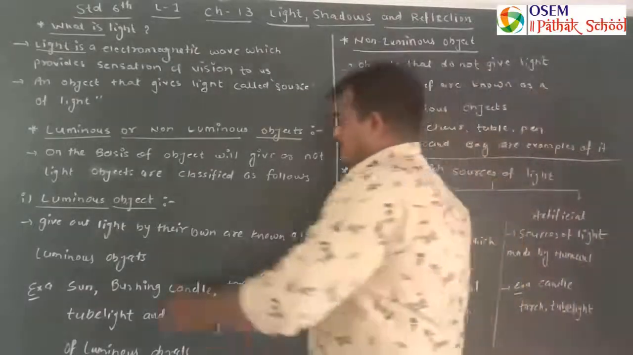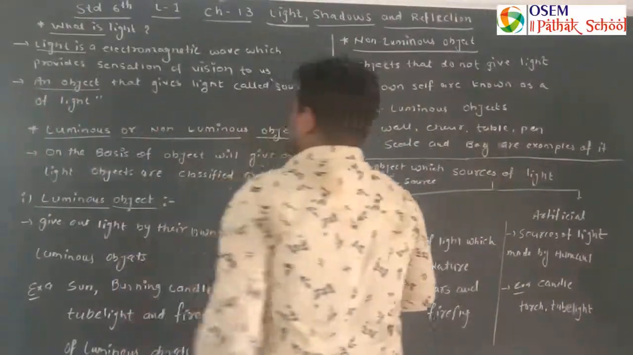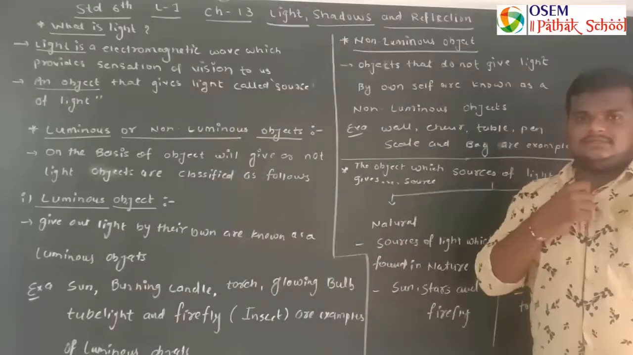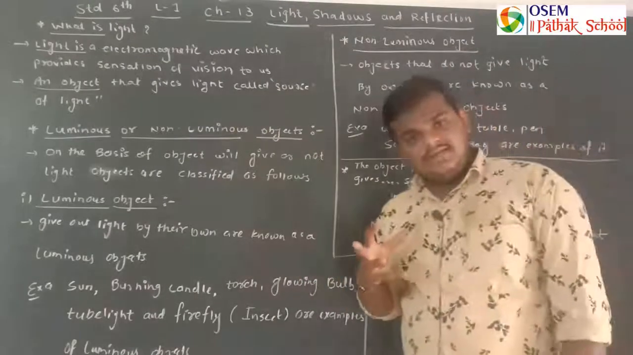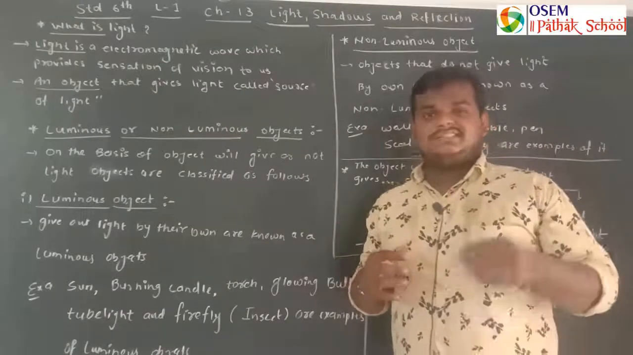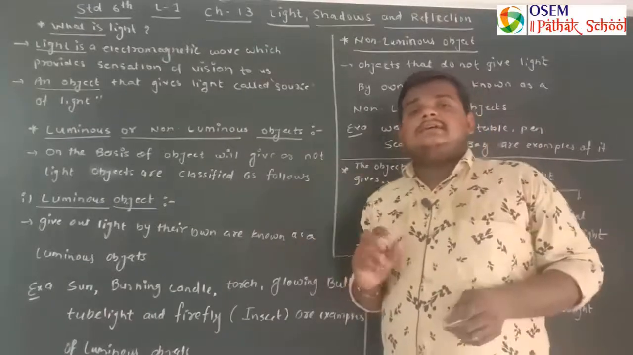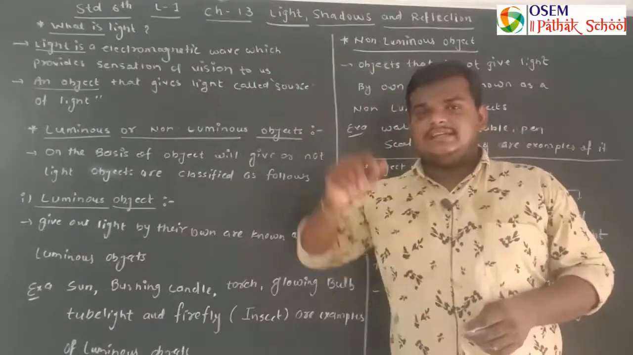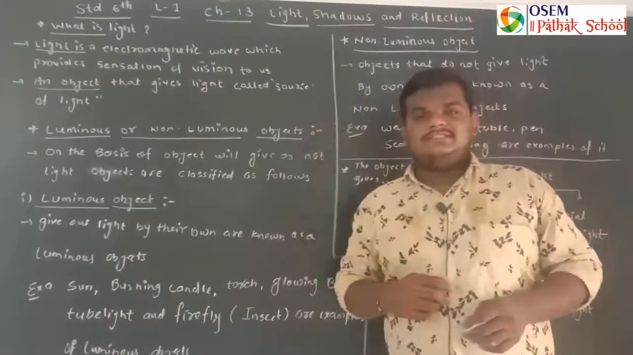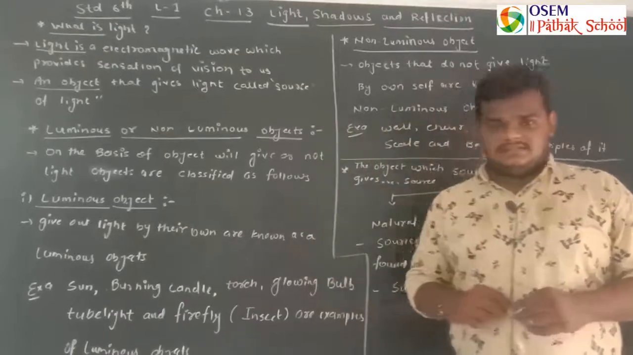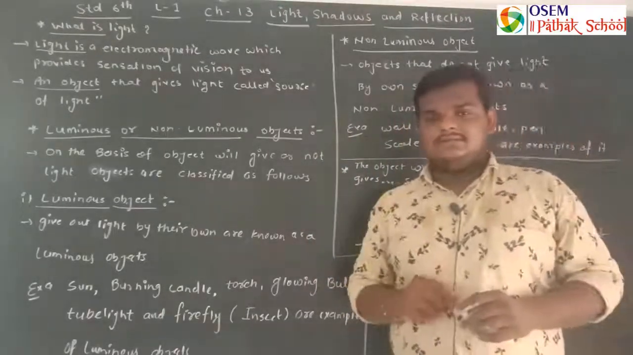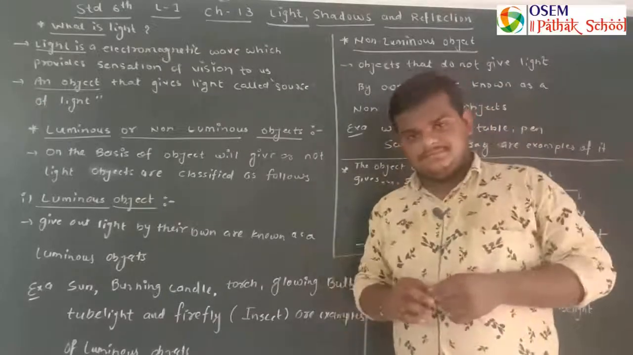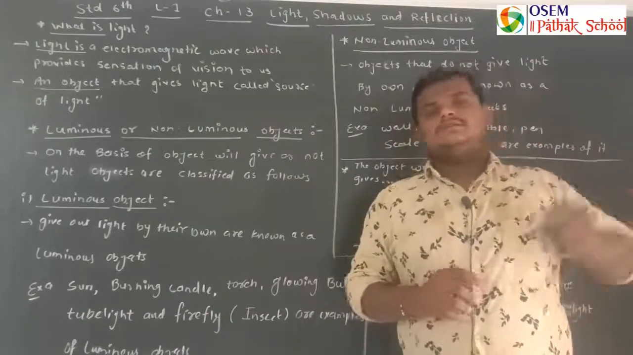An object that gives light is called a source of light. So what is the source of light? The object which is giving the light is known as a source of light. For example, here the tube light is blinking now, so the tube light is considered a source of light. Similarly, if a candle is burning, the candle is a source of light.